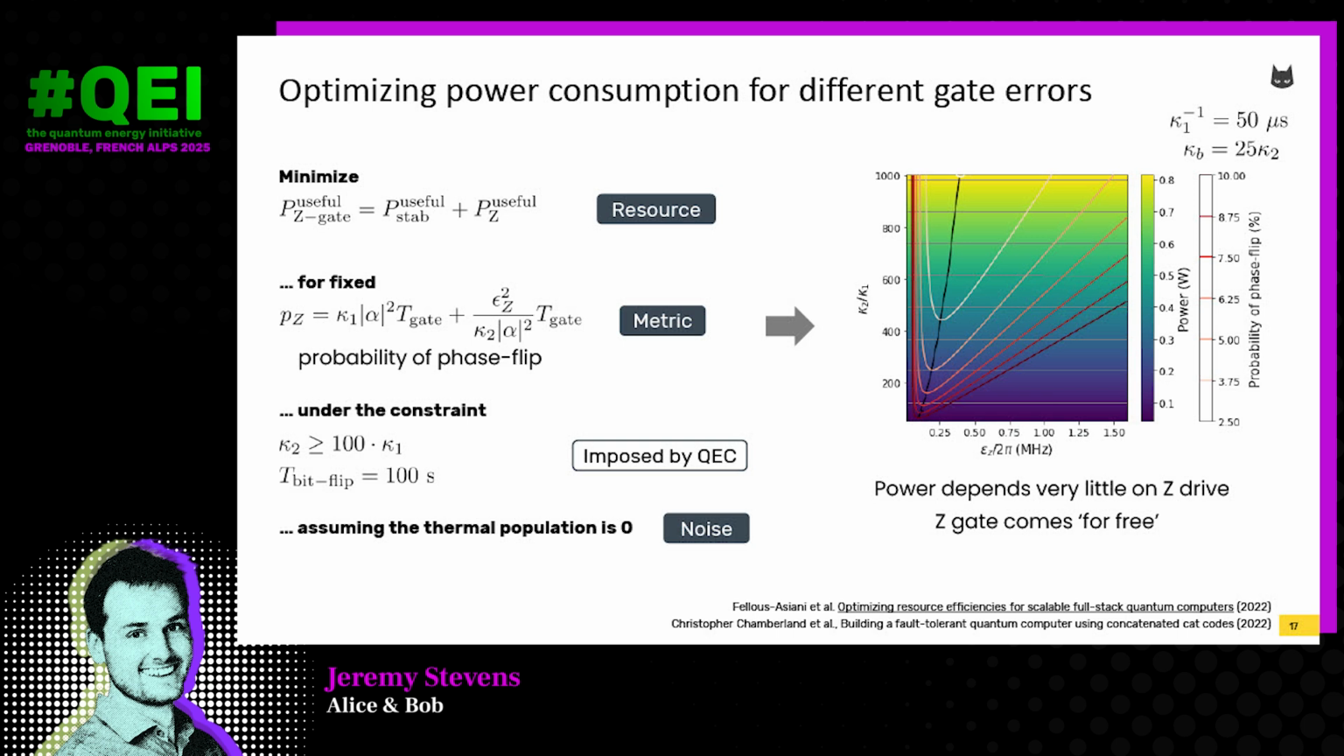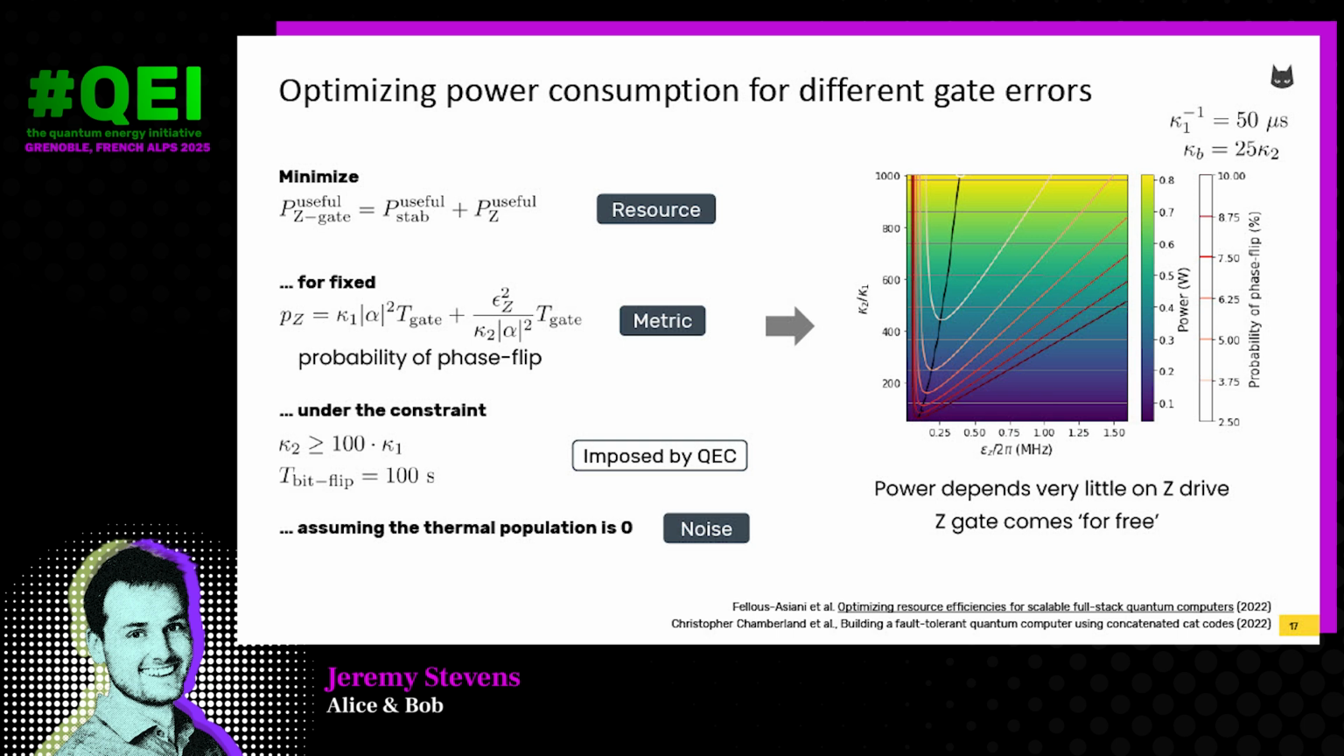So the way you would read this graph is, let's say you have a system operating at kappa 2 over kappa 1 of 400, epsilon z over 2 pi 1.25 megahertz. Then I get to here. That means that the phase flip rate of my z-gate is about 10%. And so you learn a few things from this graph. First of all, we have this black line, which corresponds to the minimum power required for each individual phase flip probability. So this is really the result of that MNR optimization.